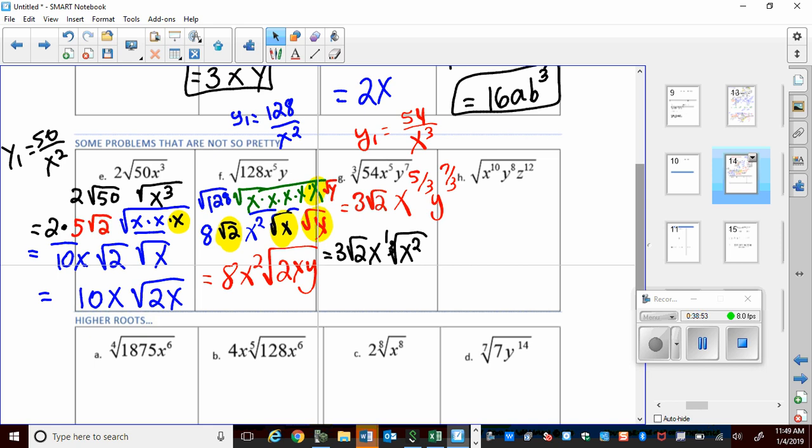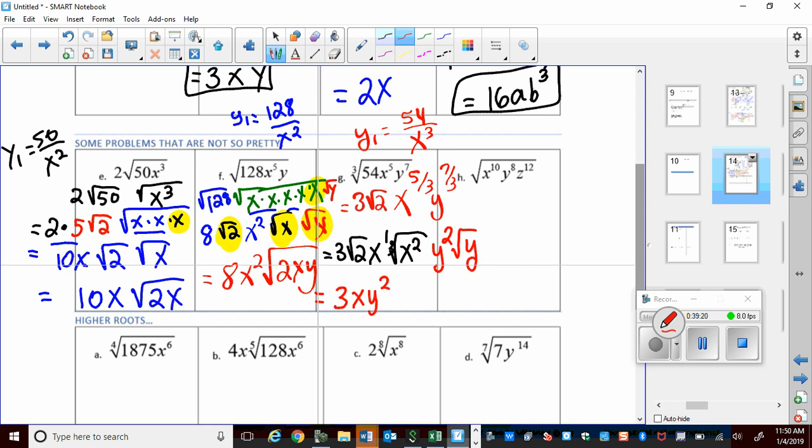Then you're going to ask yourself, how many y to the cubes are in 7? How many 3's are in 7? And that's going to give me y squared. But inside, 7 minus 6, I have 1 left over. So what I'm going to do is combine. I have 3x y squared times the cube root of 2x squared y. That was very complicated for no reason.